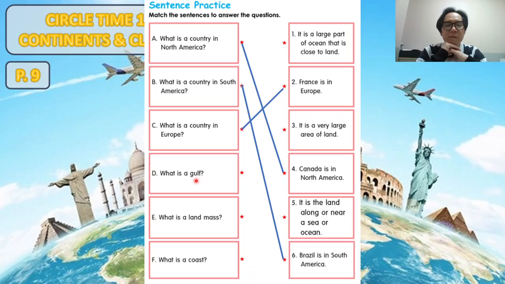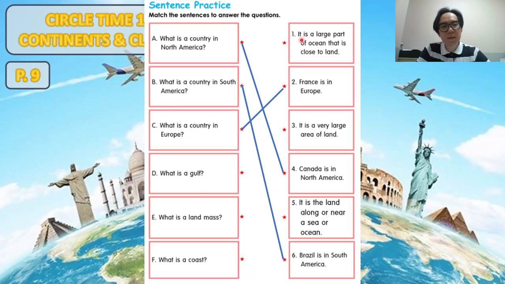What is a gulf? Now, if you close your eyes and try to remember, what did that picture look like? Well, there was land, and there was water, the sea. And the sea looked like it was poking way up into the land. So the gulf was talking about the land, or was it talking about the water? Well, it's talking about the water that was poking in, right? So we need an answer that tells us about water.